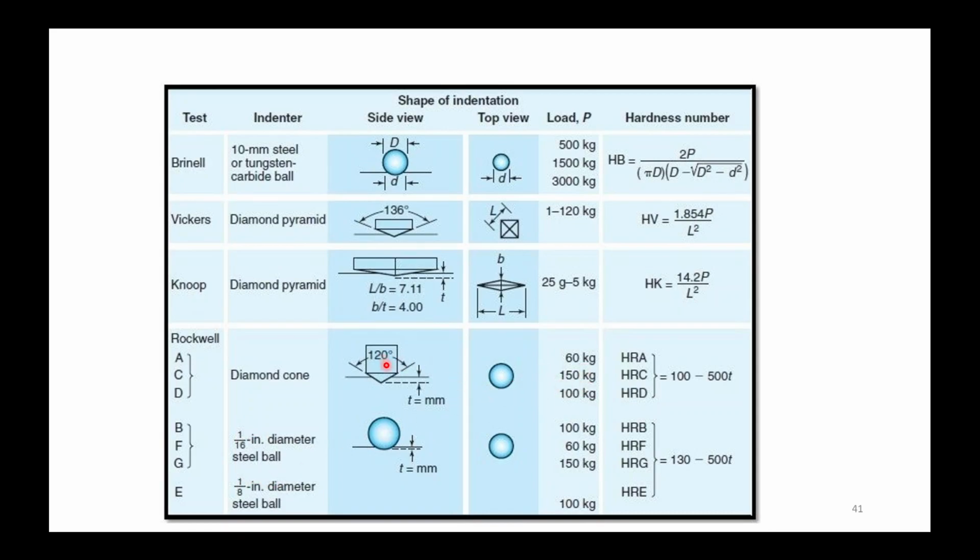Now in the diamond case, we can use various scales A, C, D, and here the formula is 100 minus 500 T. In the case of the steel ball, we can use 130 minus 500 T. In the case of Knoop indentation hardness, we use 25 gram to 5 kg of load, and this will be the formula. In the case of Vickers hardness, we measure the diagonals and take the average of these. In the case of Knoop, we measure the larger diagonal and use that in this formula.